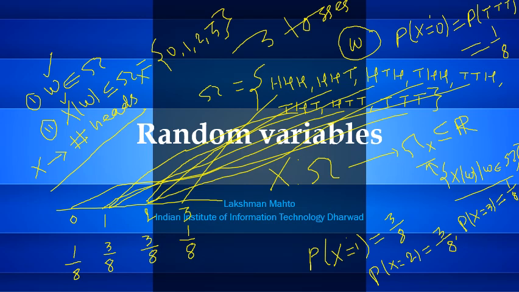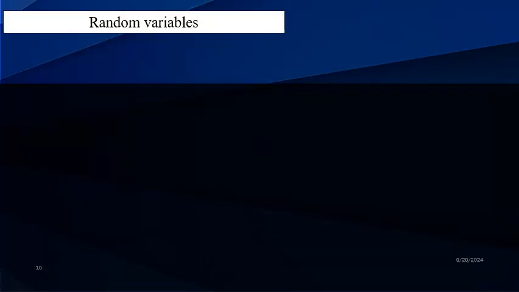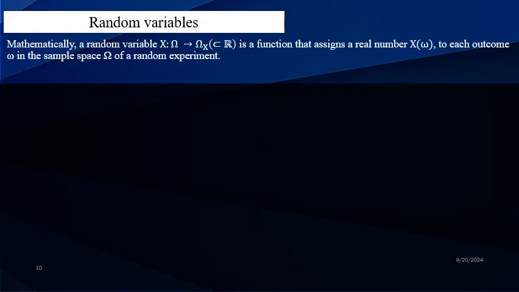Okay, we don't have much time, so I will just talk about the definition again. Mathematically, a random variable is a function x from omega to omega x. Omega x is a subset of the real numbers, and it acts as a function that assigns a real number x of omega to each outcome omega in the sample space of a random experiment.